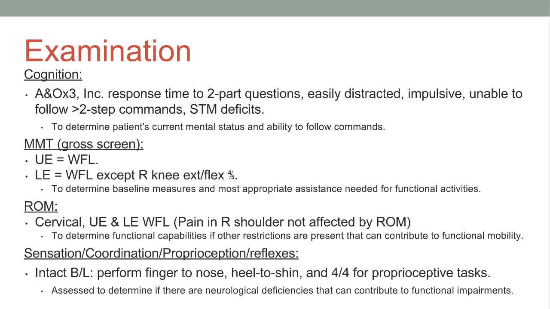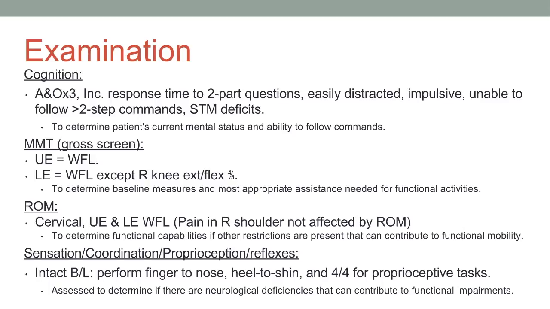A strength screen was performed to determine his baseline strength and determine his ability to safely perform functional tasks. This screen demonstrated his upper extremity was within functional limits, as was his lower extremity, except that his right knee flexion extension strength was at 4 out of 5, secondary to local pain reproduction. A gross range of motion screen was performed to determine his functional capabilities and if other mechanical restrictions were present that were not yet identified. The screen demonstrated that his cervical, upper extremity, and lower extremity range of motion was within functional limits, and the patient also reported that his right shoulder range of motion did not affect his shoulder pain.